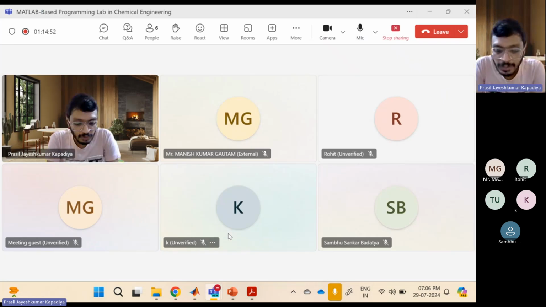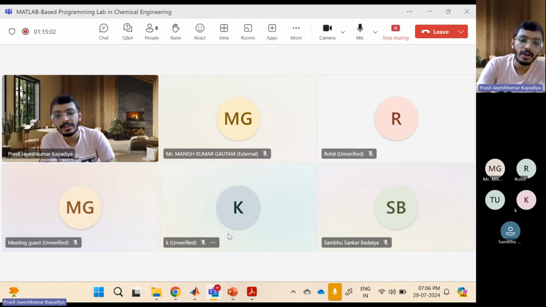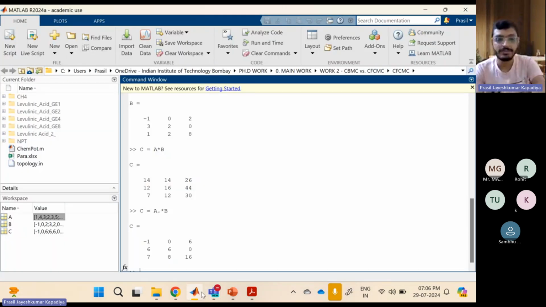This element operation we will be frequently using when we are mostly dealing with vectors. Is this clear to everyone? Yes, sir. Okay, so let's say this is my matrix C.